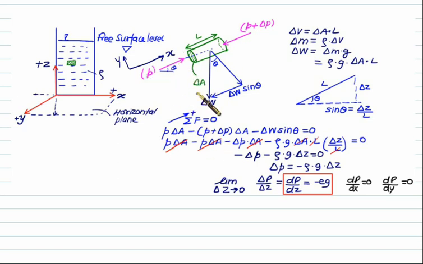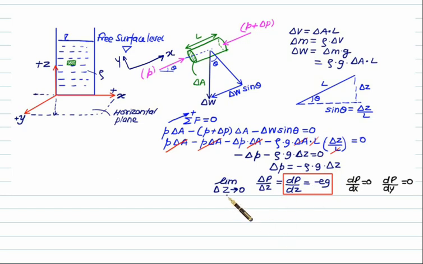So if we apply sigma F along this axis, we get this force. Now this axis is shown upward positive, so this force is positive, P multiplied by delta A. This force is acting in the opposite direction, P plus delta P, with the same cross-section area delta A. In addition, this component of weight is acting in the opposite direction of x, so we subtract it: minus W sin theta equals 0. Then W is equal to m g, which is rho g times the volume, and the volume is simply delta A multiplied by L. After substitution, we get delta P equal to minus rho g delta Z.